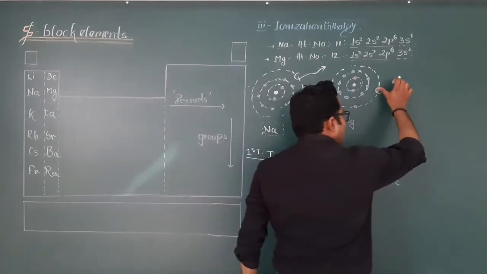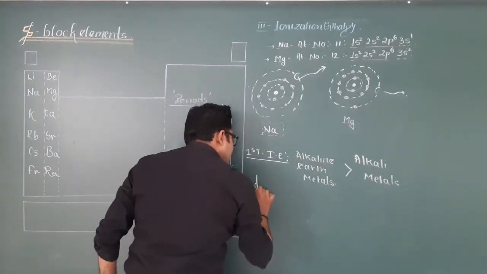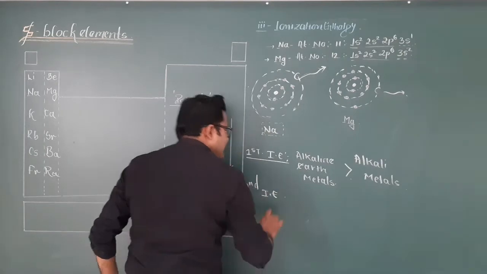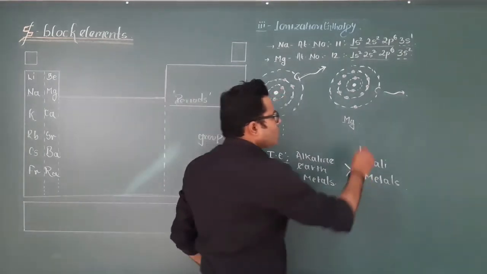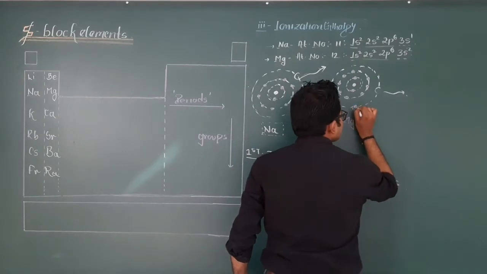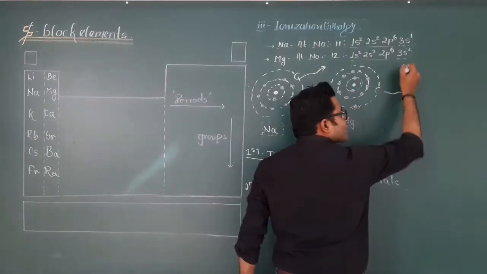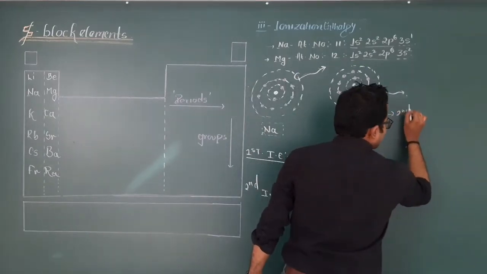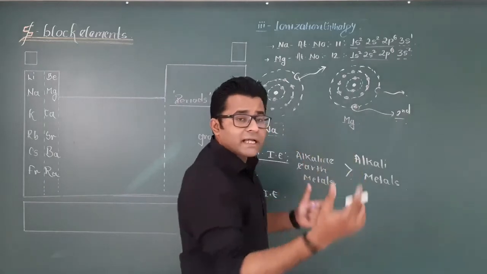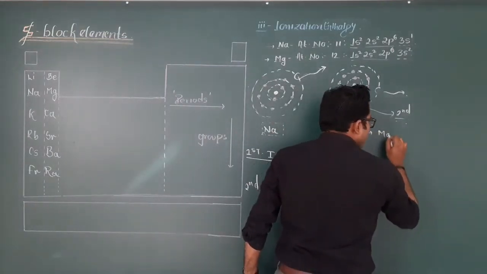But now the conditions will change if we go for the second ionization enthalpy. Here things start changing, because now magnesium is left with only one electron. If this one electron also goes out in the second ionization enthalpy, it will become stable as the Mg plus 2 state.